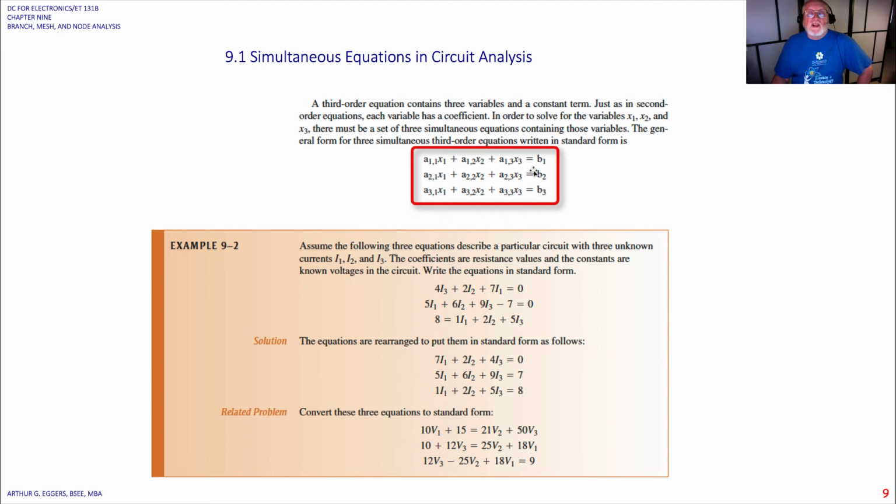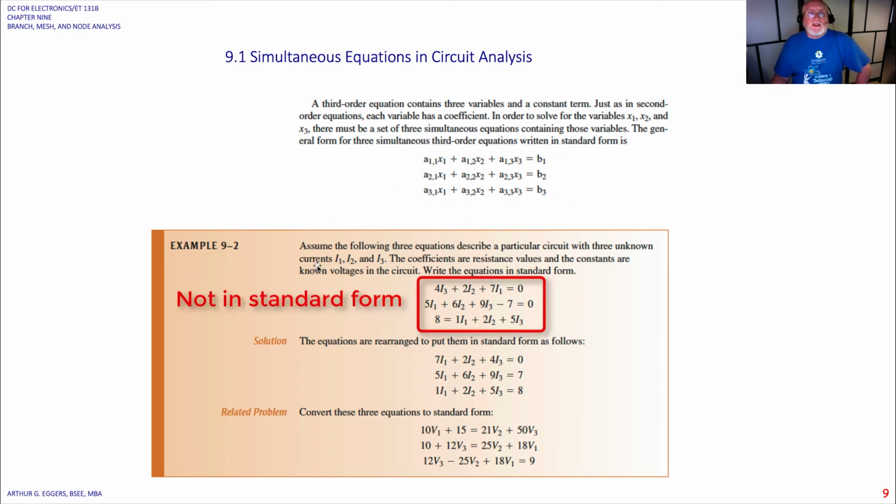So it looks just like the previous one, but there's one more array here, one more column, if you will. We're going to start to look at these as rows and columns. So an example. Assume the following 3 equations describe a particular circuit with 3 unknown currents, I sub 1, I sub 2, and I sub 3. The coefficients are resistance values and the constants are known values in the circuit. Write the equations in standard form.